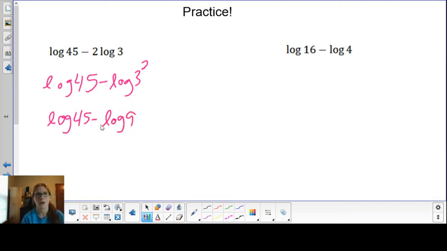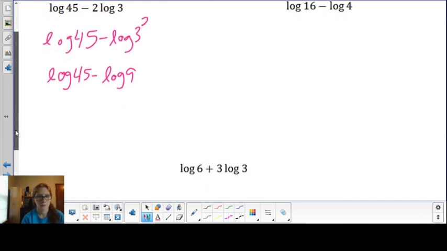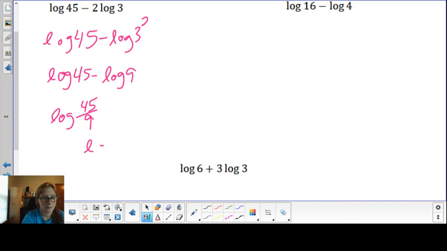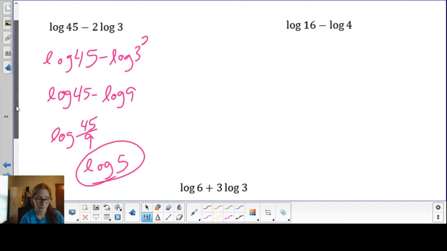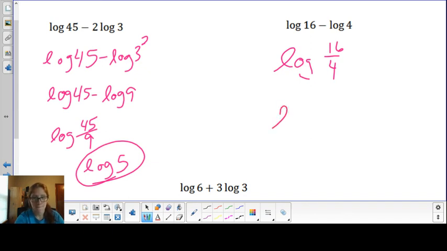What did we say subtraction turned into? Good, division. So I have log of 45 divided by 9. What is 45 divided by 9? It's simply 5. So my answer here is log 5. You already know we're going to go straight to division because I see subtraction. What is 16 divided by 4? Good, it's just 4.